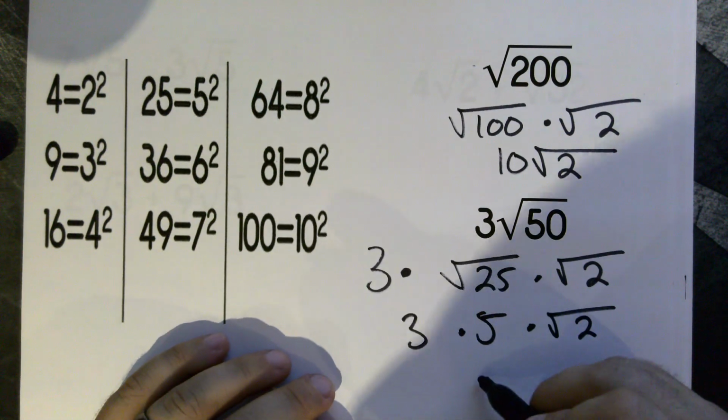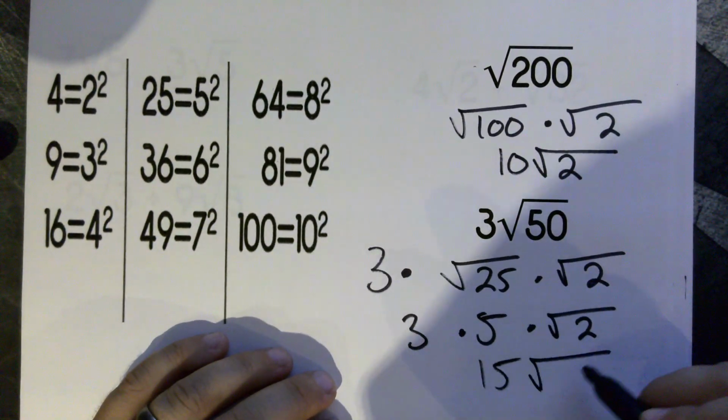And 3 times 5 is 15. So this is 15 square roots of 2.